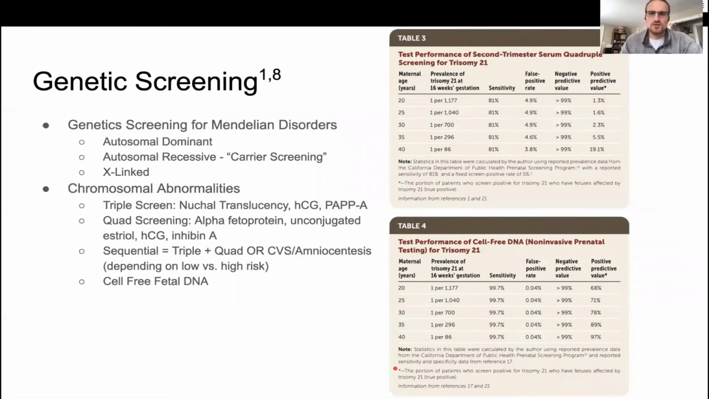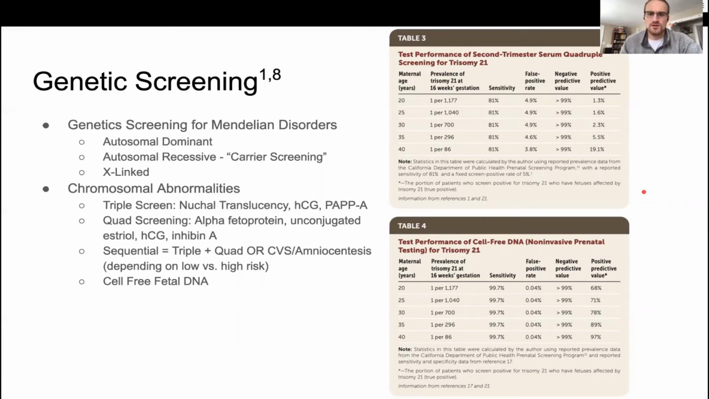So then we move on and start talking a little bit about genetic screening. In genetic screening, we are screening for Mendelian disorders. Those would be autosomal dominant, autosomal recessive or carrier screenings, and X-linked. And also chromosomal abnormalities, which there are a couple of different ways to go at it. A more old-fashioned version is doing a sequential screen, which is a triple plus a quad, or a CVS or amniocentesis. Those are done less commonly now than they were in the past.